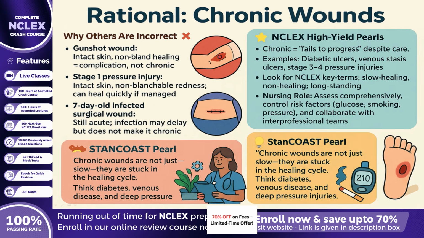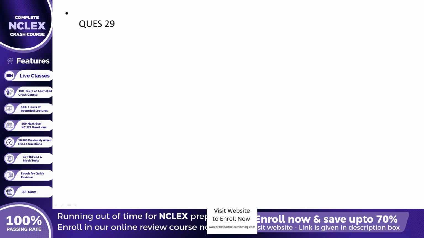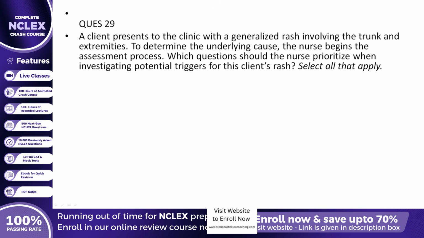All right, let us smoothly step into this NCLEX-style scenario together. A client presents to the clinic with a generalized rash involving the trunk and extremities, and the nurse must carefully assess potential triggers. The question asks which assessment questions should be prioritized to identify the cause. Here are the options to think about.